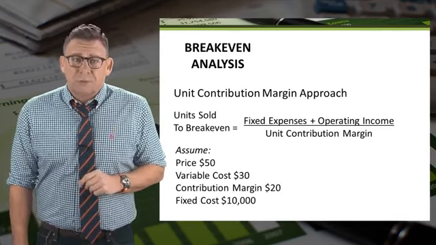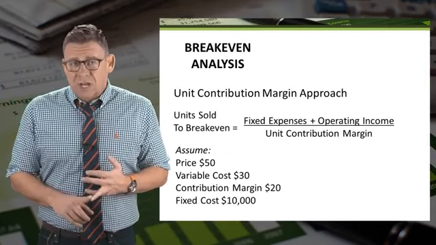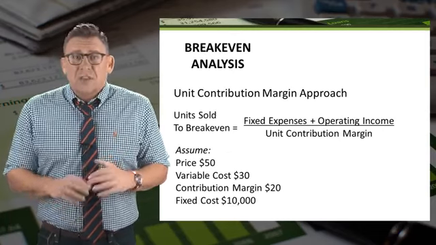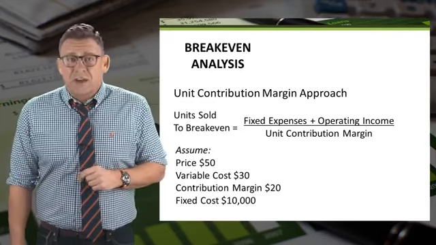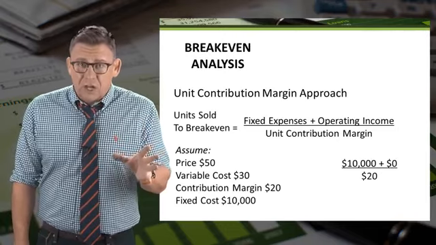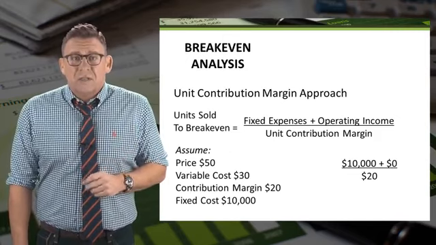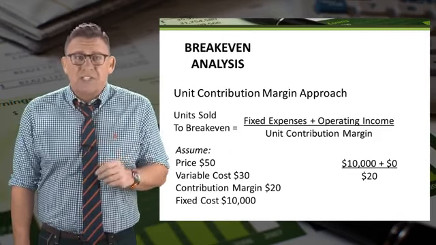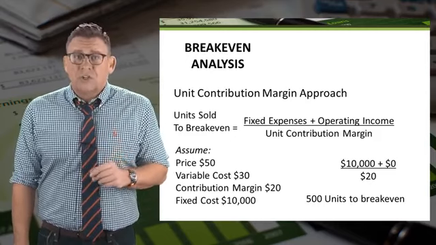So let's assume the following. Price is $50, variable cost is $30, therefore our contribution margin is $20, and fixed costs are $10,000. So the calculation is $10,000 plus 0 divided by $20. Thus we've calculated in a much faster and easier way that 500 units is needed to be sold in order to break even.